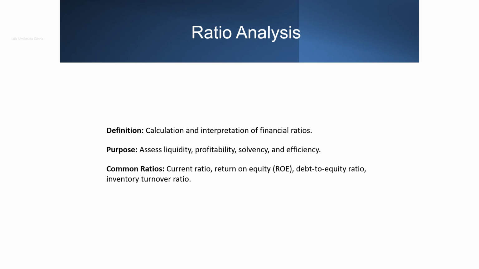Ratio analysis involves calculating and interpreting various financial ratios to assess a company's liquidity, profitability, solvency, and efficiency. Common ratios include the current ratio, which measures liquidity, return on equity, or ROE, which evaluates profitability, the debt-to-equity ratio, which assesses solvency, and the inventory turnover ratio, which gauges operational efficiency. These ratios provide valuable insights into different aspects of a company's financial health.